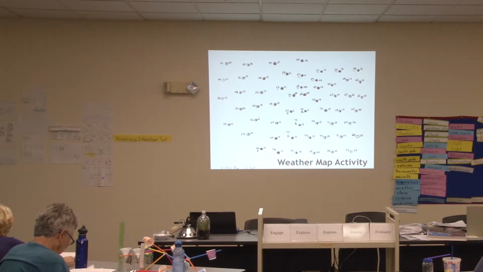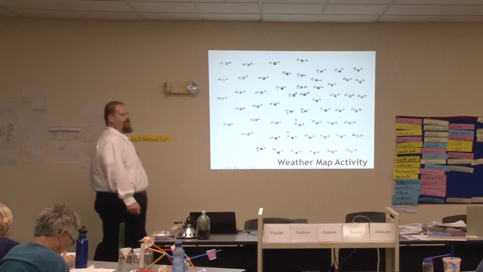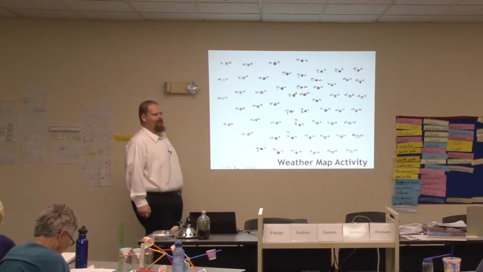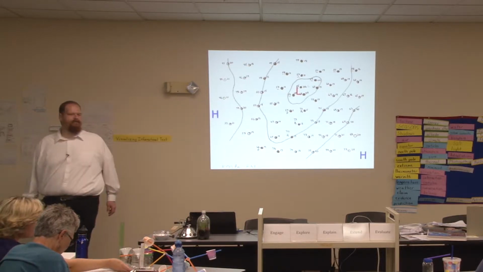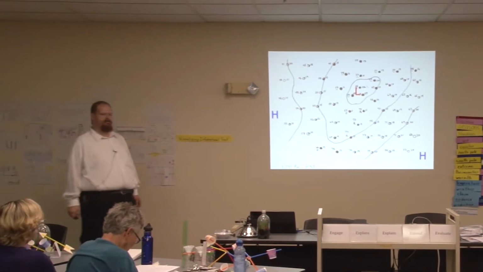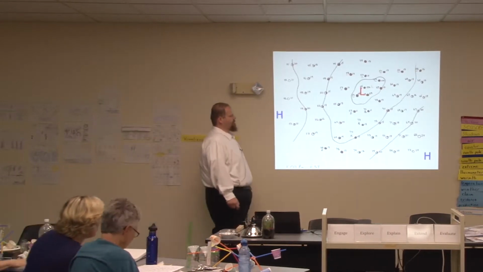All right, so I'm going to advance this one slide here, and we're going to see the answer. Do a reveal. 3, 2, 1. Okay. So this is where they should be, okay? And this is what your isobars should look like. These equal lines of pressure.